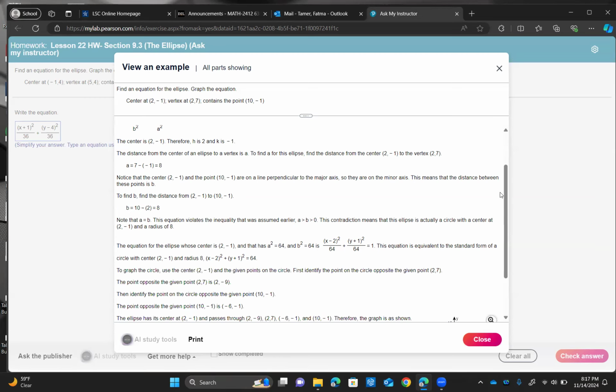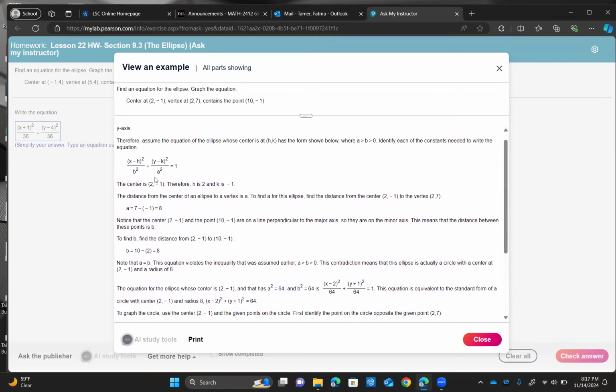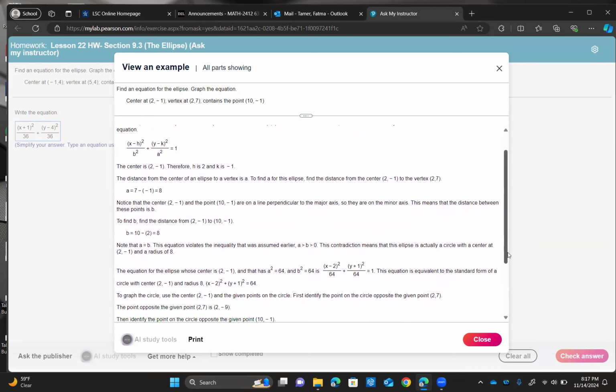If you look at the equation we provided at the beginning, a squared is 64 and b squared is also 64, with h being 2 and k being negative 1. If you plug them in, this is the equation you get. This equation is equivalent to the standard form of a circle with center (2, negative 1) and radius 8.